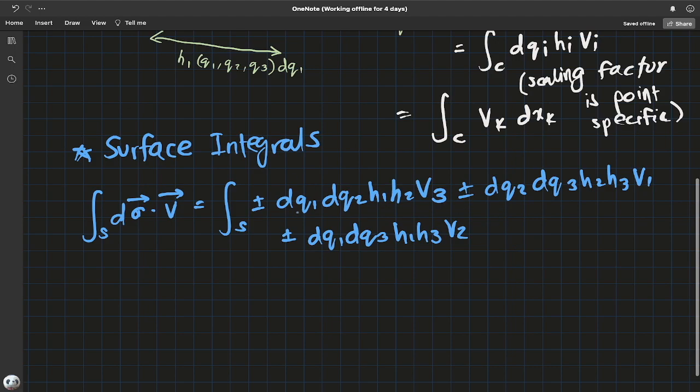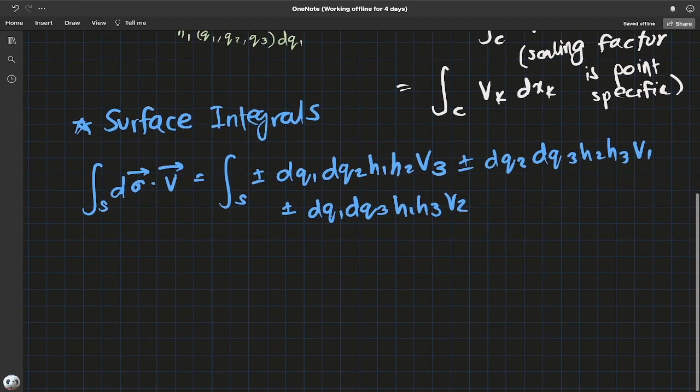Again, plus and minus, because we don't know what face we are dealing with, what's the orientation. And again, I'm not pulling the h1 h2s or any of these scaling factors out, because they're dependent on the point. So they're going to be like variables of integration. They're going to be like some functions of q1, q2, and q3.